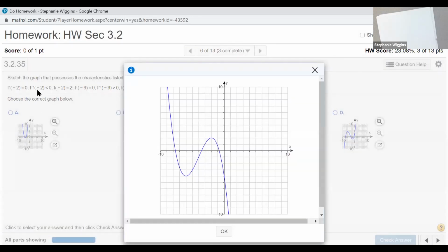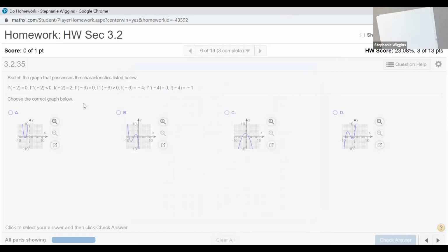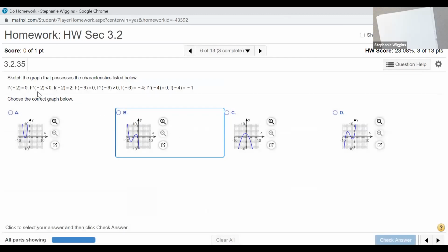Here, the second derivative at -2 is less than 0. That means it's concave down because we're looking at the second derivative. Less than 0 means it's negative. A negative second derivative means it's concave down. But you can see here at -2, yes, the graph is concave down. It looks like a frown, right? So the second characteristic is satisfied by this graph.